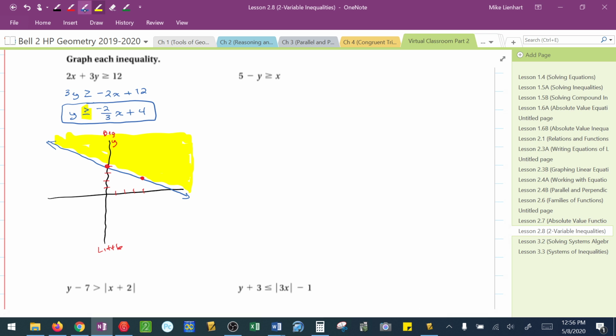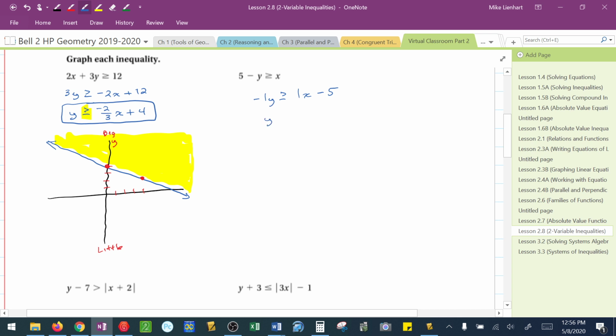Okay, let's try another one. Say, give me this inequality here. It's linear. I need to solve for y. So the first thing I have is negative y is greater than or equal to 1x minus 5. I subtracted 5 from both sides. But now I have to divide everything by negative 1.